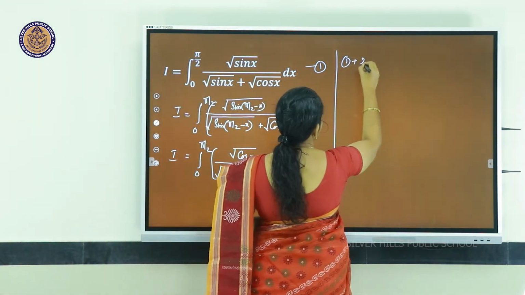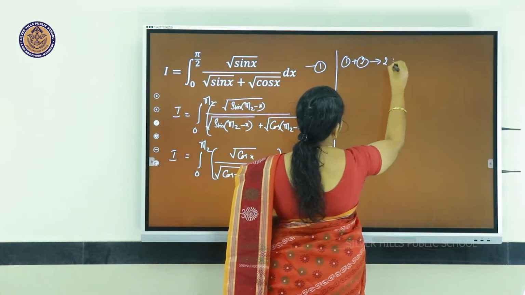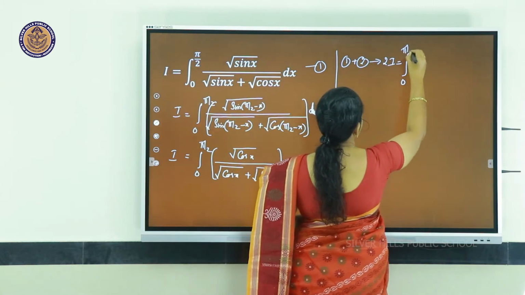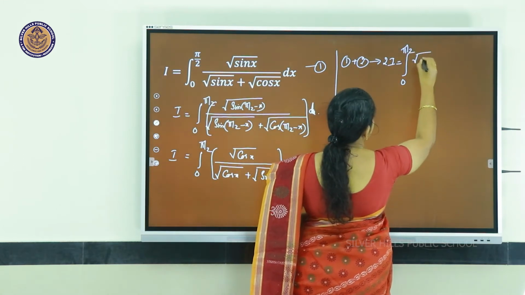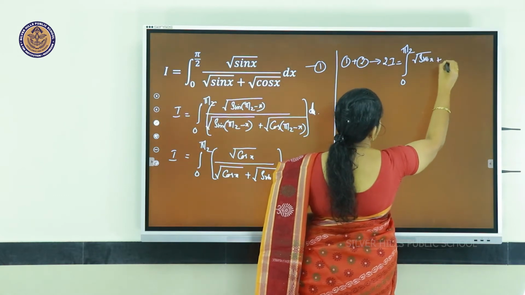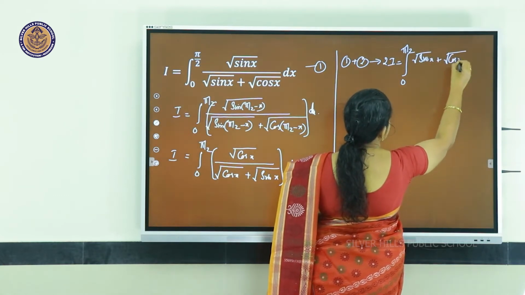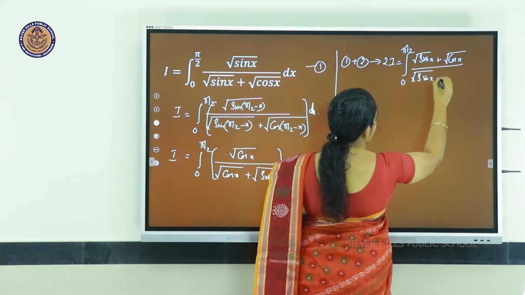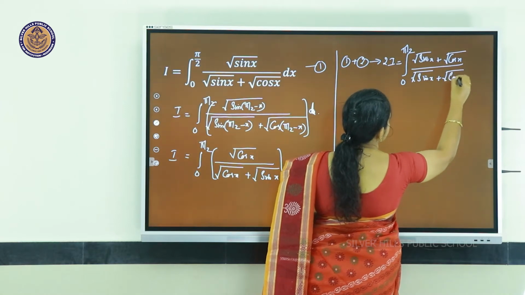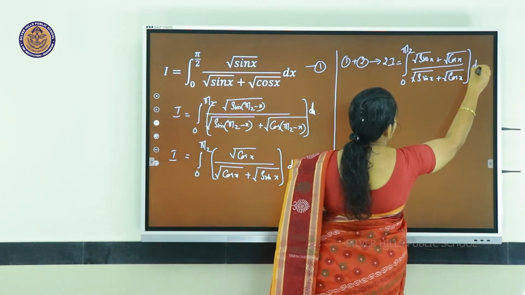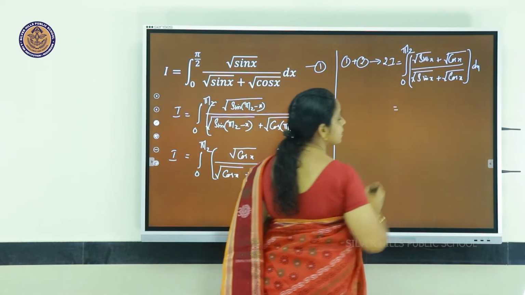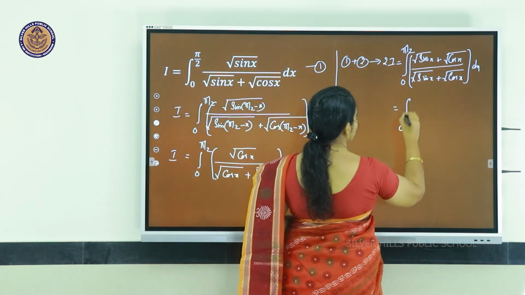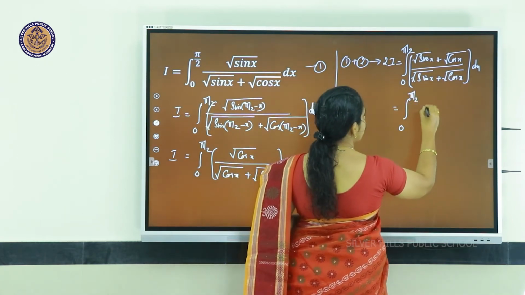Equation 1 plus 2 gives 2i equal to integral 0 to pi by 2 root of sin x plus root of cos x whole divided by root of sin x plus root of cos x. The numerator and denominator both are same. So, it will get balanced. Integral 0 to pi by 2 dx.